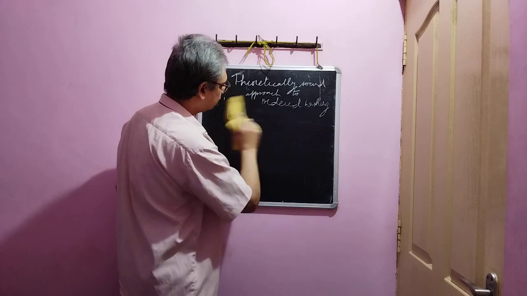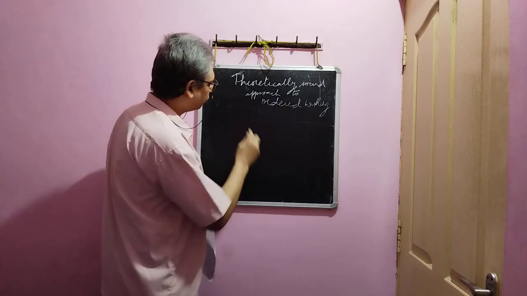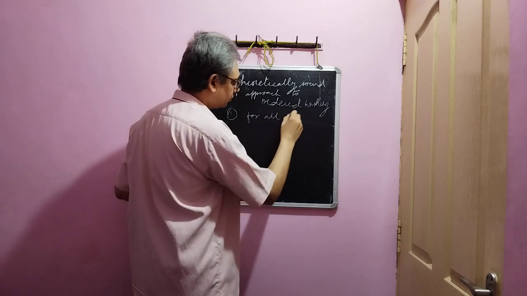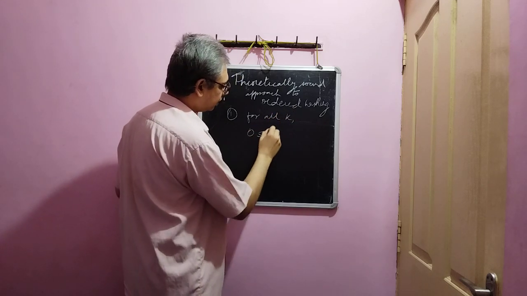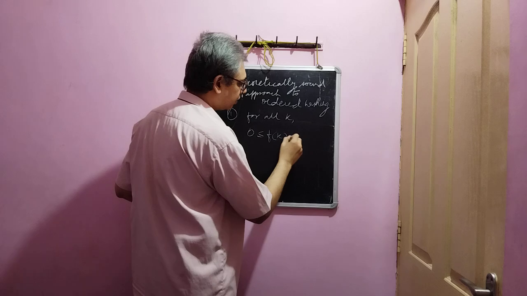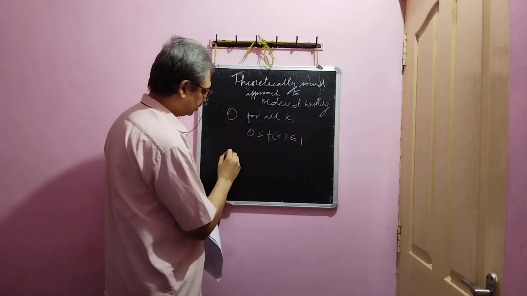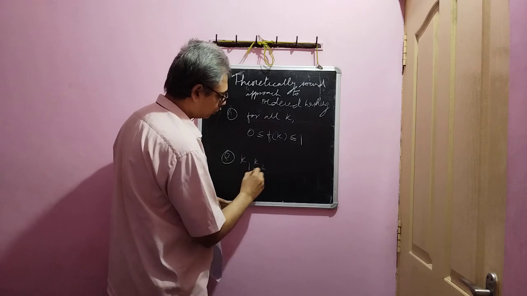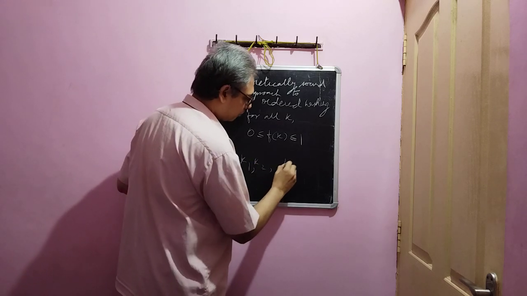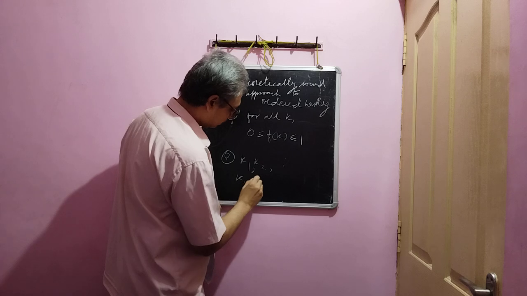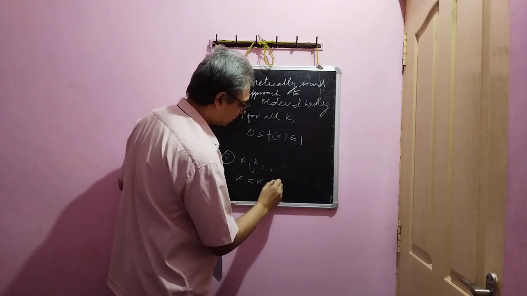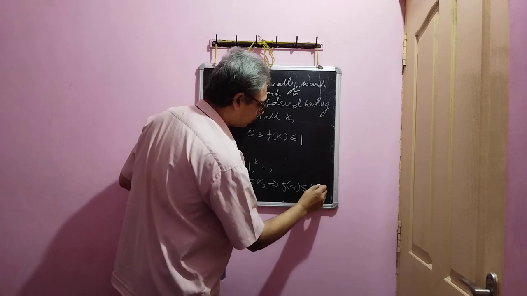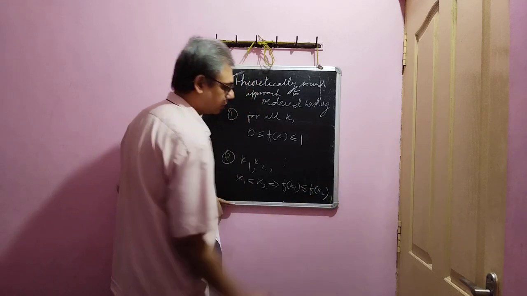They are the following. Number 1, for all k, 0 less than or equal to f of k less than or equal to 1 must be true. And the second one, for any two k's, k1 and k2, k1 less than k2 implies f of k1 less than or equal to f of k2.